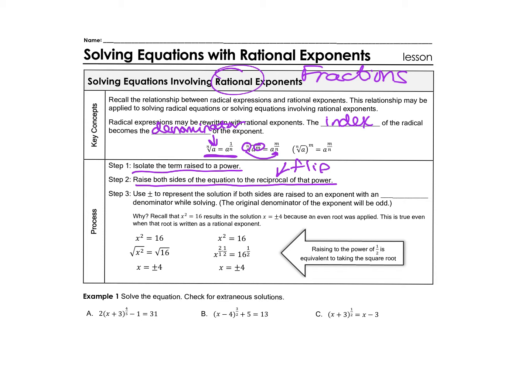Now, one thing that you have to remember when you're dealing with rational exponents is anytime we take the square root of both sides, remember we've discussed it before, like this example, we get two answers. So it says use plus and minus to represent the solution. If both sides are raised to an exponent with an even denominator, like 2, 4, 6, 8, 10, while solving, okay? So once you raise both sides to the reciprocal power, if the denominator is an even number, then you'll have a positive and a negative, and it explains it right here.